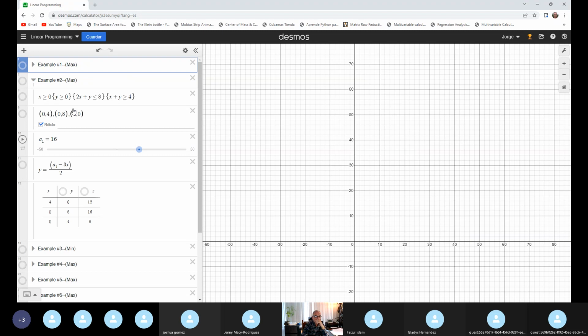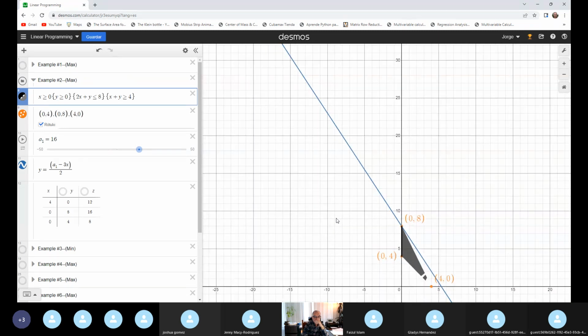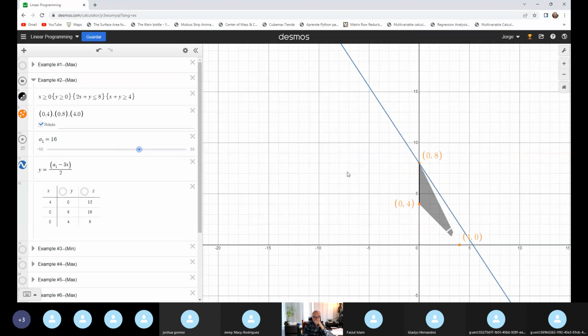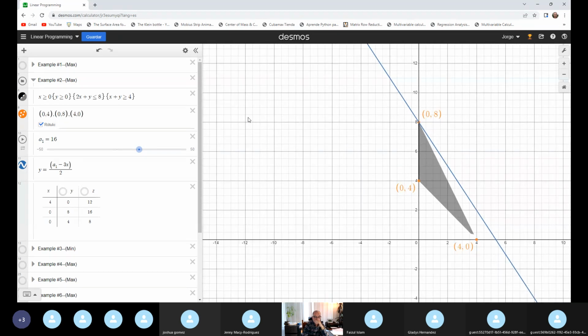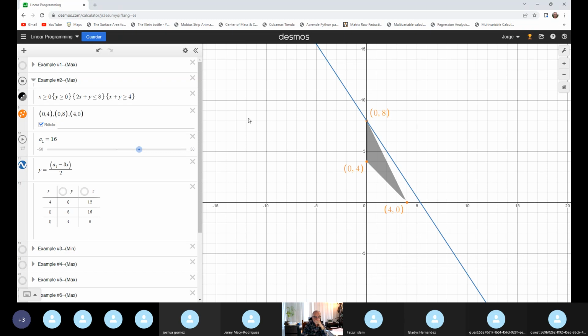In example 2, we have a linear programming problem that contains 4 inequalities. Let me zoom in. The solution of these inequalities, Desmos is doing directly. And the corners are (0,4), (0,8), and (4,0).